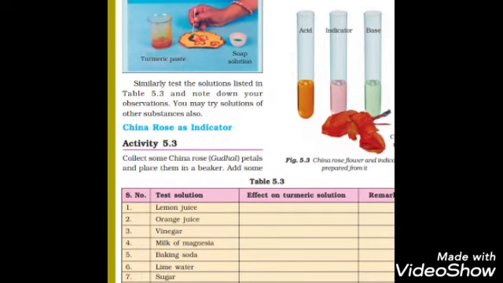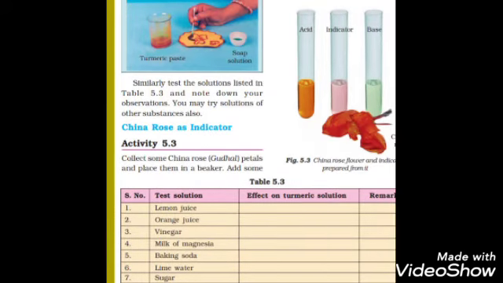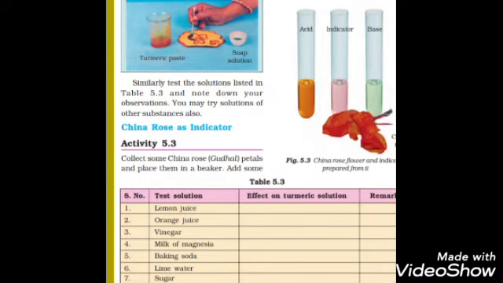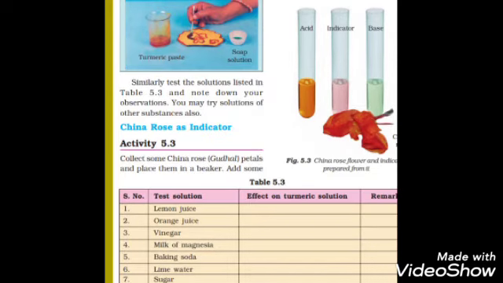Add 5 drops of indicator to each of the solutions given in table 5.4. Here you have seen there are so many solutions given: shampoo, lemon juice, soda water, sodium hydrogen carbonate solution, vinegar, sugar solution, and common salt solution. Now, what is the effect of indicator on acidic, basic, and neutral solutions? Because China rose is used as an indicator, the acidic solutions turn dark pink, magenta color, and the basic solutions turn green.